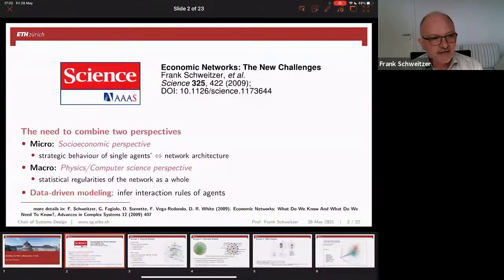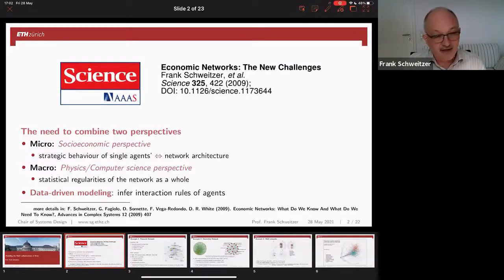So we have been interested in economic networks for quite some time. In 2009, we wrote 2 papers where we tried to address the problems and the challenges when you model economic networks. There are 2 different perspectives that you have to bring together.